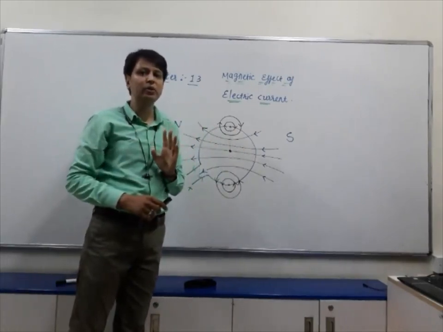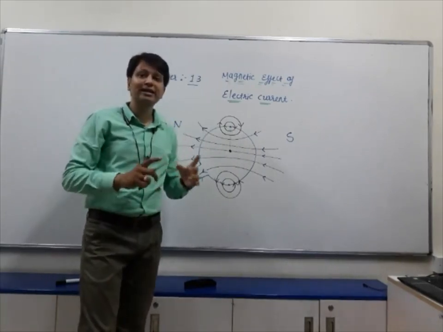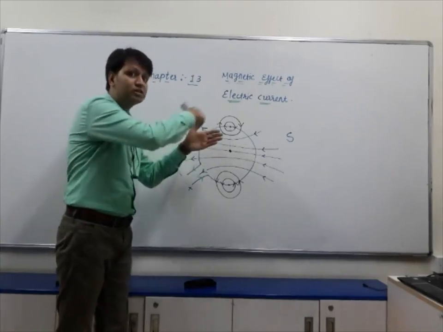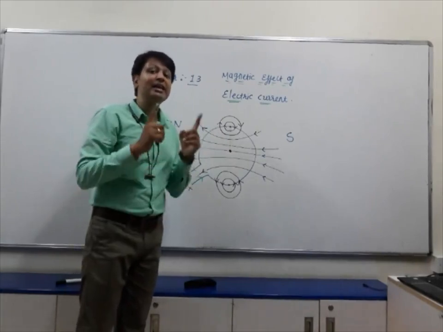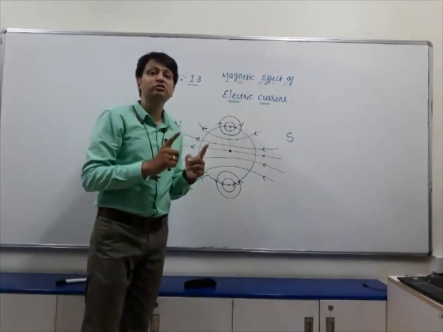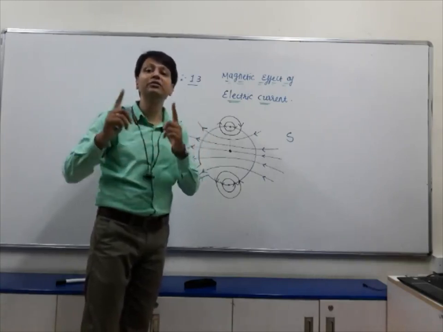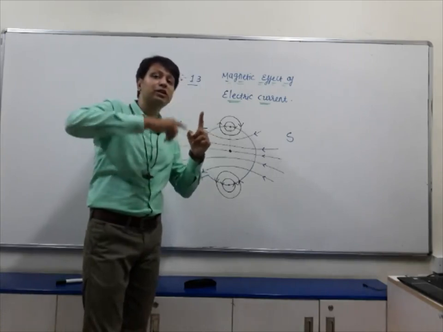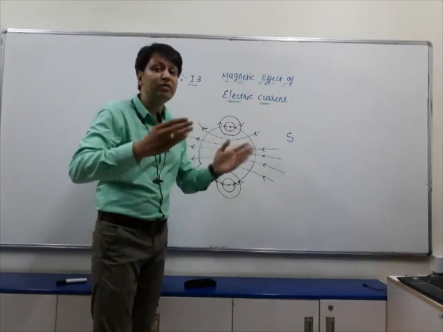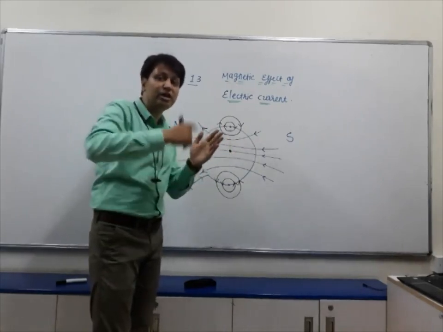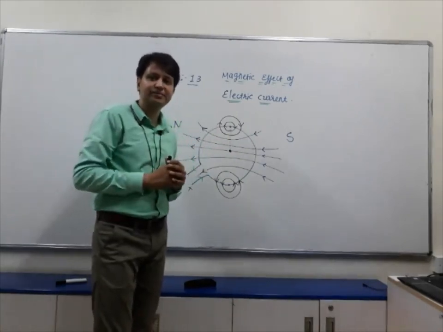Now I would like to tell you, let us say there are n number of turns like this coil and current is entering and leaving the coil, then each and every turn through which electric current is passing contributes to the magnetic field. So if there are n number of turns in a coil, then n times the magnetic field, each and every turn will add up to the magnetic field.